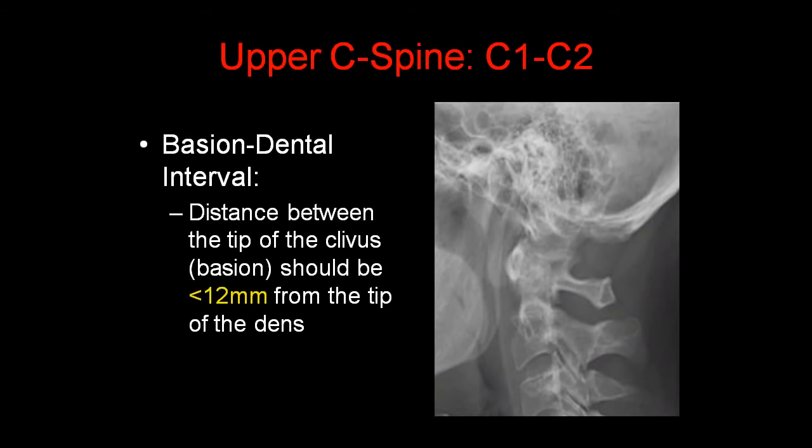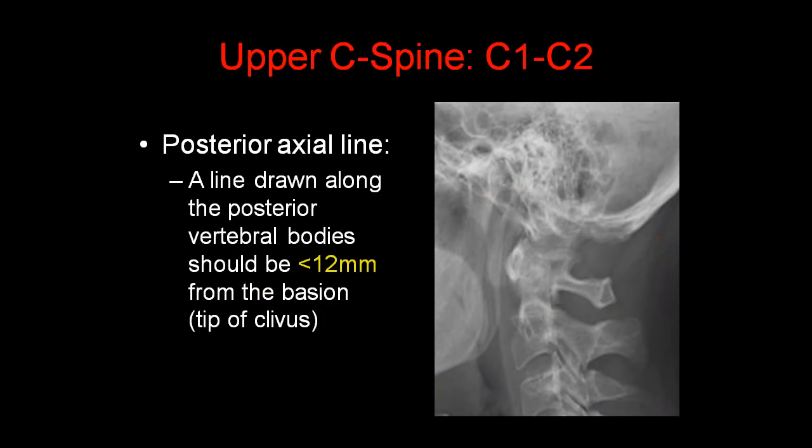Also look at the basion dental interval. This is the distance between the tip of the clivus, otherwise known as the basion, and the tip of the dens. This interval should be less than 12 millimeters. Also look at the posterior axial line, and this is a line drawn along the posterior vertebral bodies, and this should be less than 12 millimeters from the tip of the basion, shown here as the yellow line, which should be less than 12 millimeters.